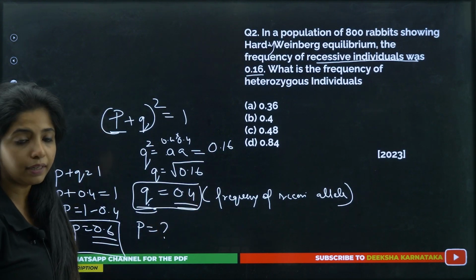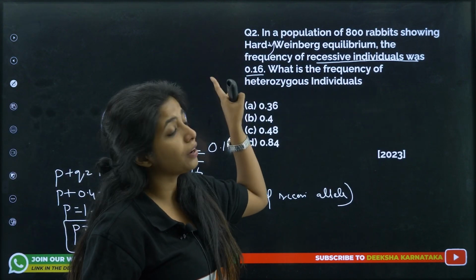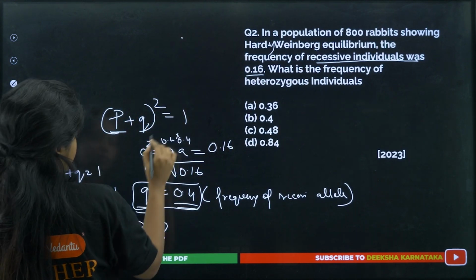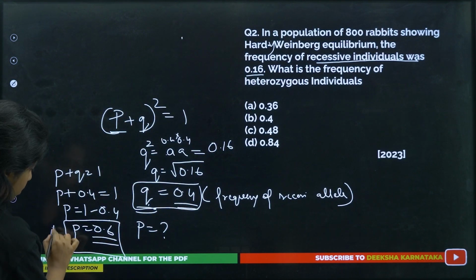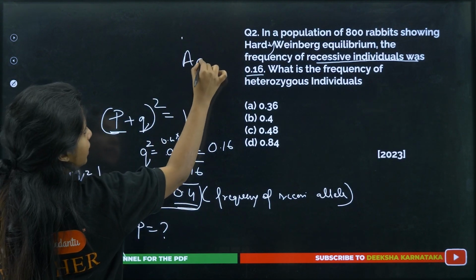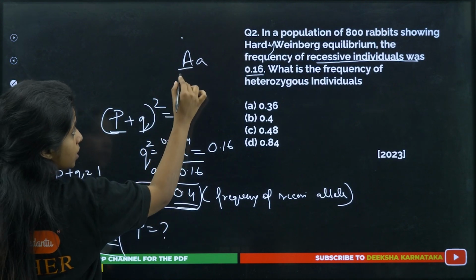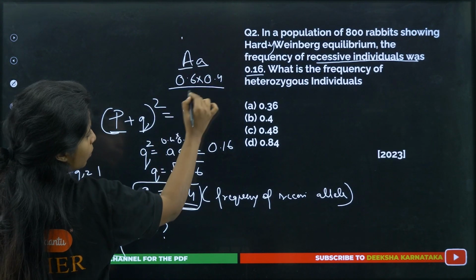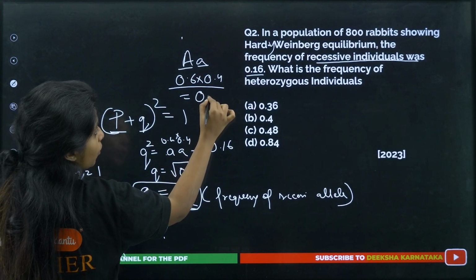And what you have to find is the frequency of heterozygous individuals. What do you mean by heterozygous? It should have both alleles, the capital allele and the small allele. So if this is 0.6 and this is 0.4, what is the combination of this? This will be 0.24.